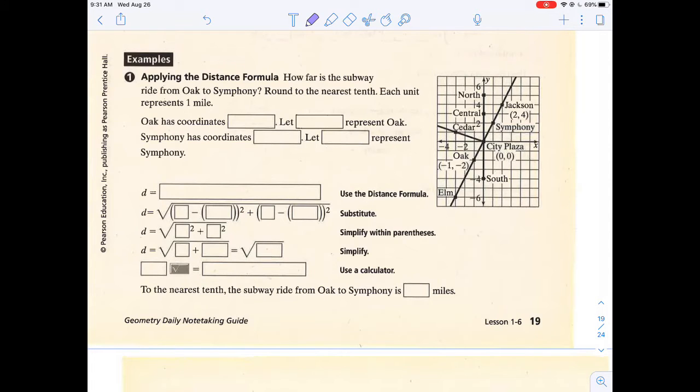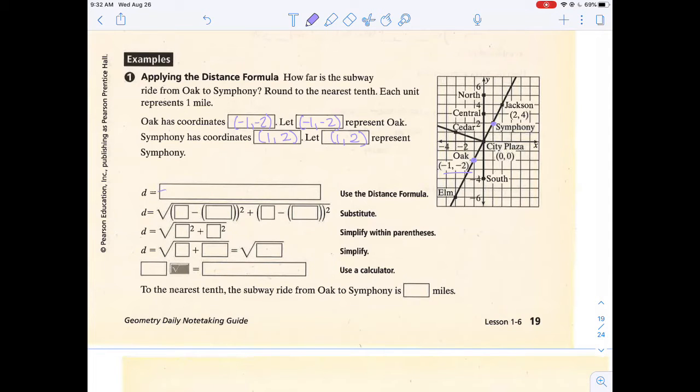How far is the subway ride from Oak to Symphony? Round to the nearest tenth. Each unit represents 1 mile. So Oak is at coordinates (-1, -2), which we got from looking right here at Oak, and it even gave you the coordinates. So we're going to let (-1, -2) represent Oak. Then Symphony, up here, you go over 1 up 2, so this is at (1, 2). We're going to let (1, 2) represent Symphony.